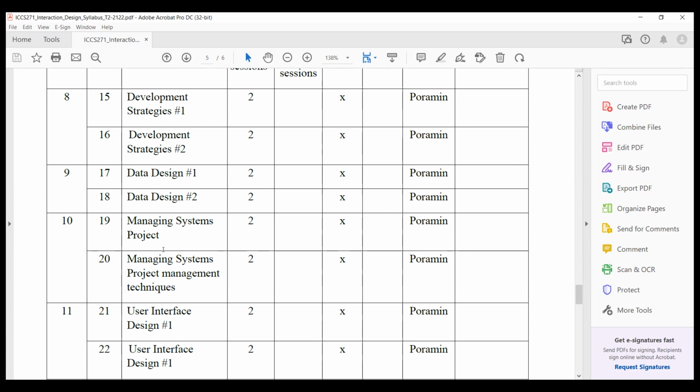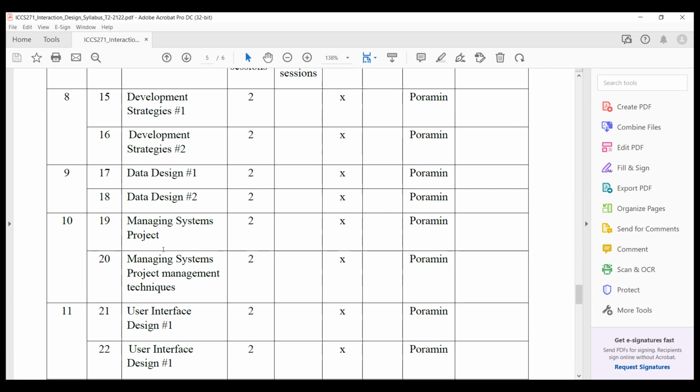Complete each task and assess and evaluate each task for its completion, and then we just talk about the scheduling. Okay, and also in week 10, I will also talk about managing system project management techniques.